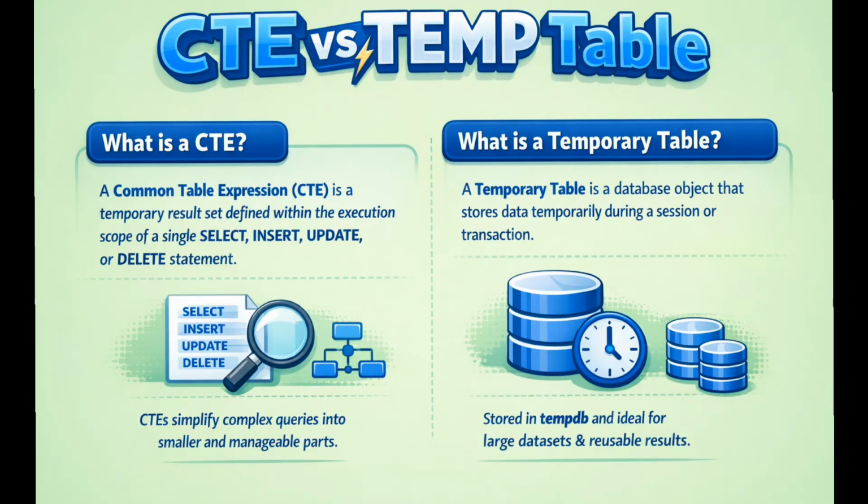Now, what is a temporary table? A temporary table is a physical database object that stores data temporarily during a session or transaction. It is stored in TempDB and is ideal for handling large data sets or when you need to reuse intermediate results multiple times. So here's the key difference. CTEs are lightweight and query-scoped, while temporary tables are more powerful and reusable. Use CTEs for simplicity and temp tables for performance and reuse.